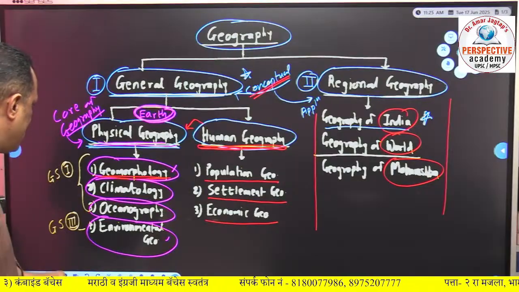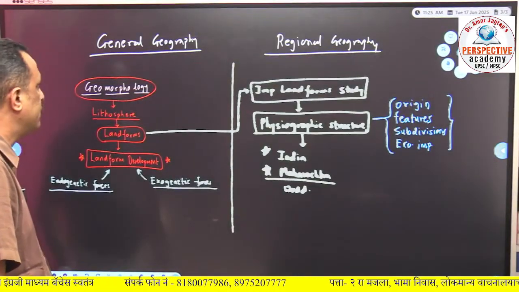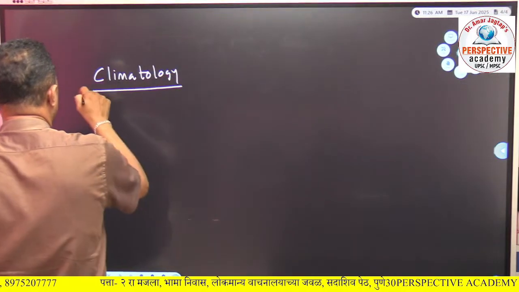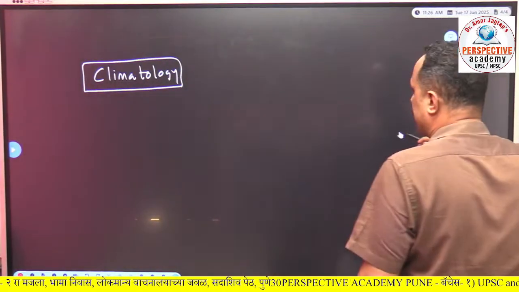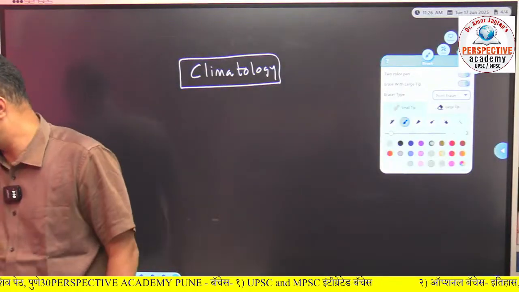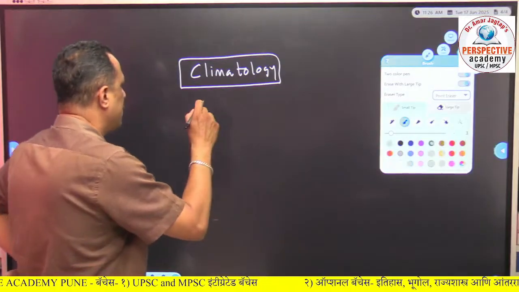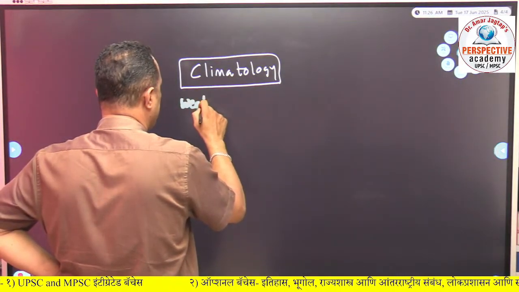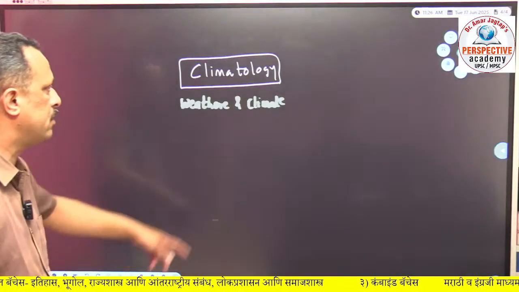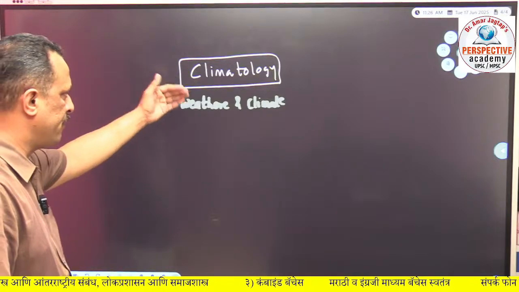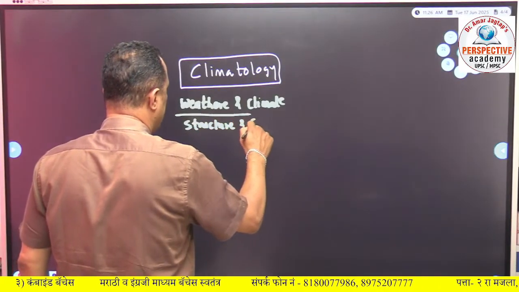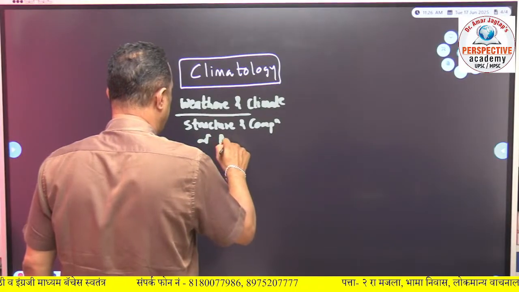Then second one is the climatology. What we study in climatology? Climatology is the study of various climatic phenomena. Okay, we are going to study various climatic phenomena in climatology. That study starts from two basic concepts: weather and climate. Usually when we listen to the news, we come across weather report, weather forecast. So what is the difference between weather and climate? Then we study structure and composition of atmosphere.